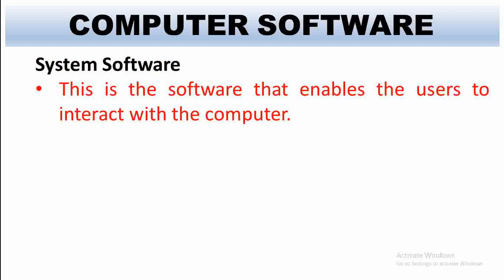This is the software that enables the users to interact with the computer. Just like I said, without the system software, there is nothing like a computer, because the computer will not come to life. That's the reason why when you see some people, when they put on the computer system and it just brings some kind of code errors, they couldn't access the window, that means the system software is faulty.